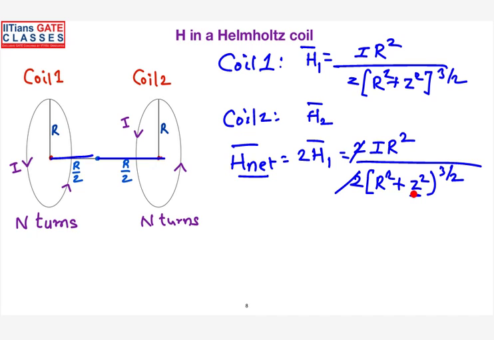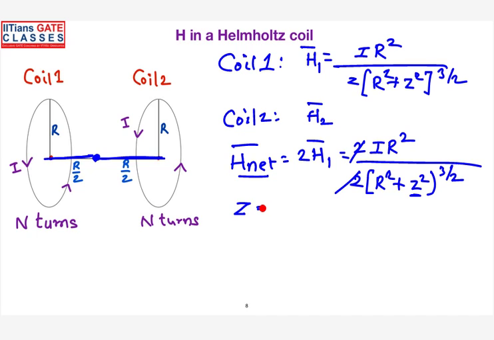But my point of interest lies exactly at the center. So when you are calculating the distance from each coil, it is equal to R by 2, right? So the point of interest lies there. H2 will not be in the opposite direction of H1.